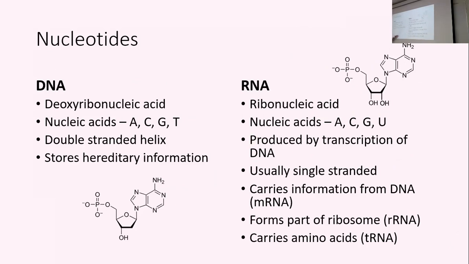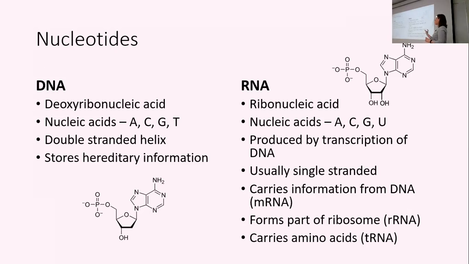Now, sometimes we make copies of this DNA to use for things, and that's RNA, right? Ribonucleic acid. And so it uses four bases, adenine, cytosine, guanine, except for when we make a copy of DNA, we replace the thymines with uracil. I don't know why, it's just what happens, right? And so this RNA is produced by transcribing DNA, right? So it's kind of like little ephemeral copies of your DNA.